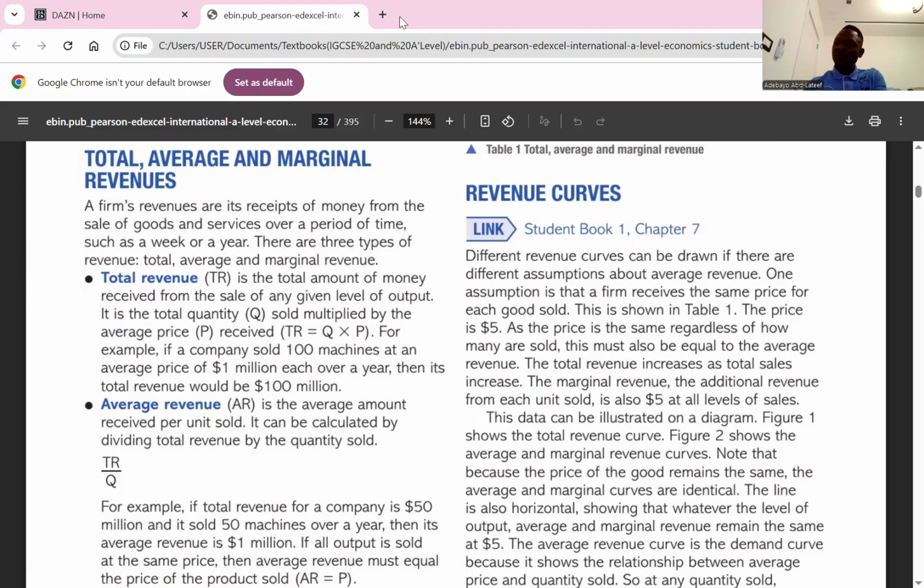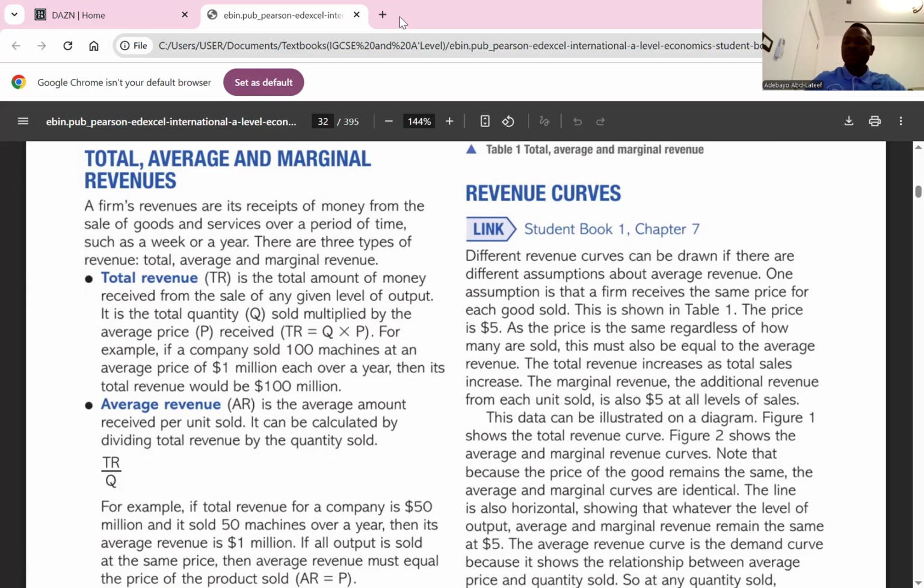Great. Then we have what we call the average revenue. For average revenue, we're talking about total revenue divided by the quantity sold. That's TR divided by Q. So here I wrote, average revenue is the average amount received per unit sold. So we want to know the amount received for each unit that we sell. And to know the amount we receive for each unit, we have to divide the amount we make, the total revenue, by the quantity sold. So that is why AR is TR divided by Q. I think it's clear. Is it clear, please?